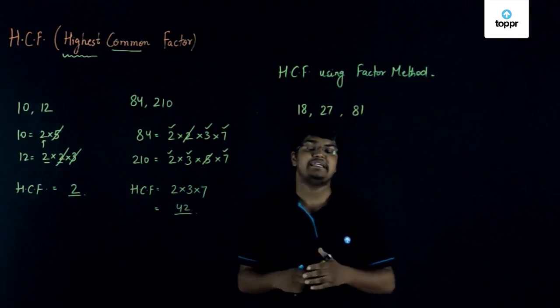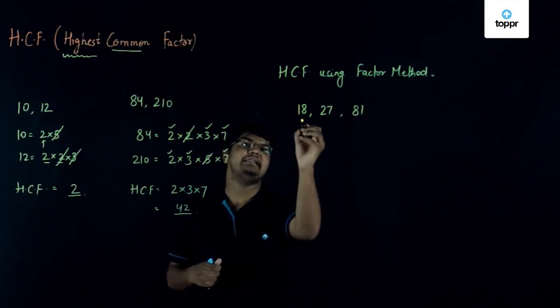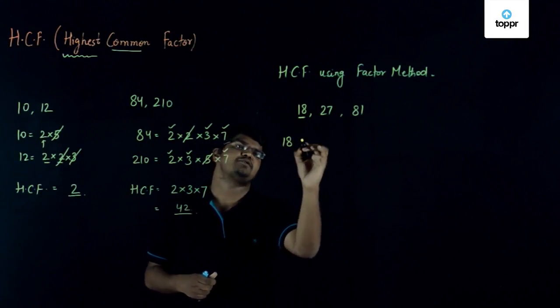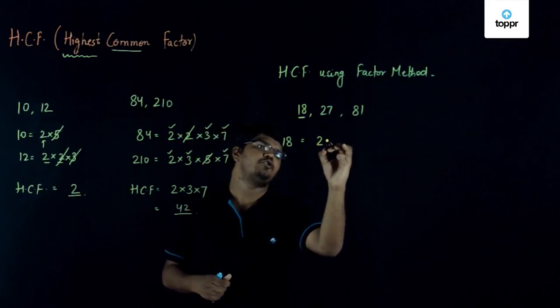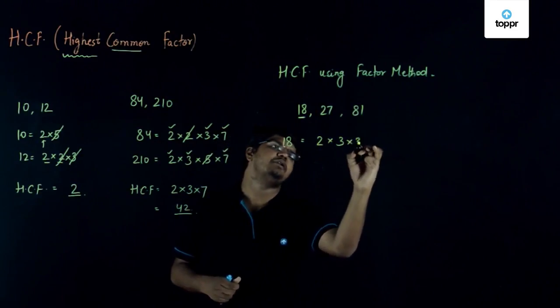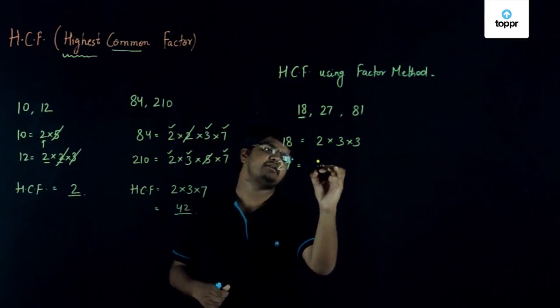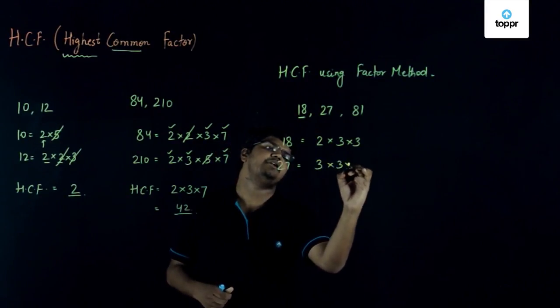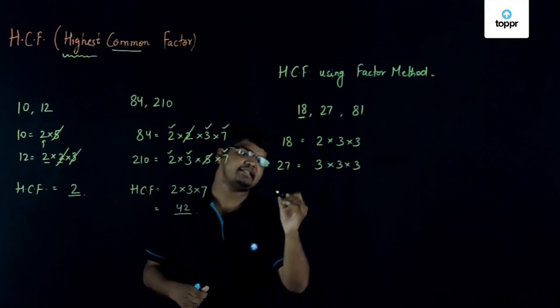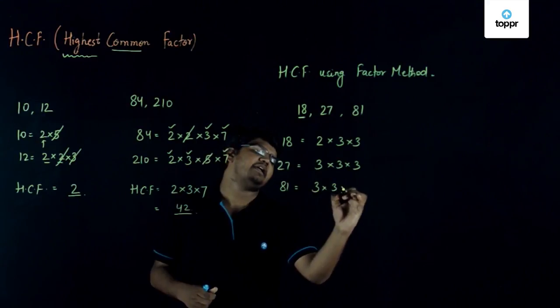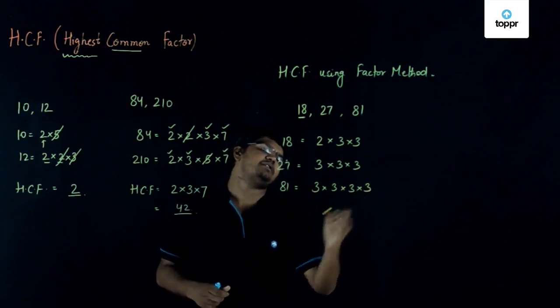Again, we'll have to proceed the same way. We first have to find the prime factorization of all these numbers. So let's start with 18 first. 18 is equal to 2 into 3 into 3. Let's move to 27, and 27 is going to give us 3 into 3 into 3. And then let's move to 81, and we know that 81 is equal to 3 into 3 into 3 into 3.